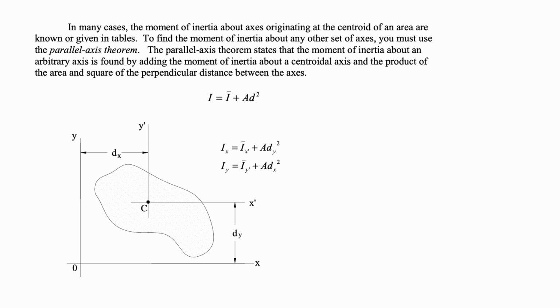The parallel axis theorem states that the moment of inertia about an arbitrary axis is found by adding the moment of inertia about a centroidal axis and the product of the area and the square of the perpendicular distance between the axes. So I is equal to I prime plus A d squared, and for Ix we have Ix prime plus area times dy squared, and for Iy we have Iy prime plus area times dx squared.